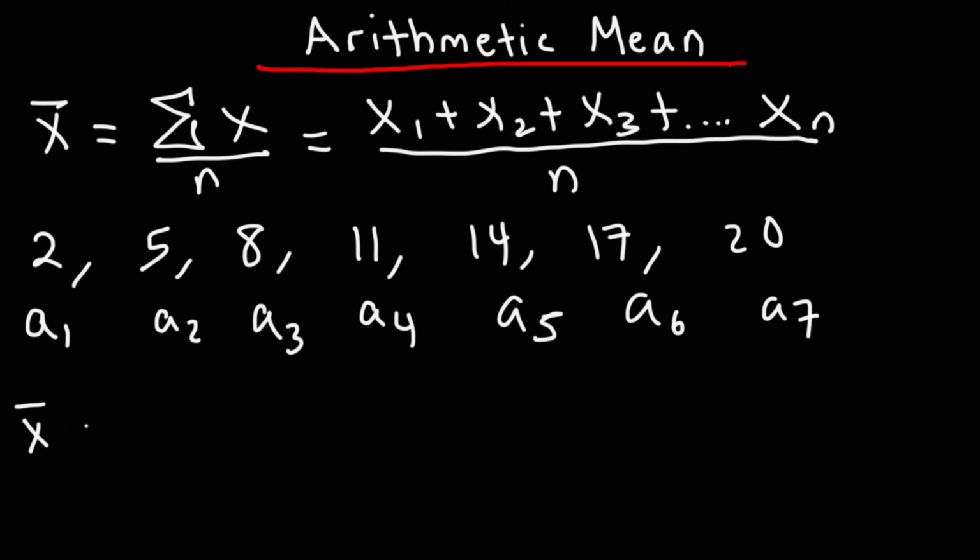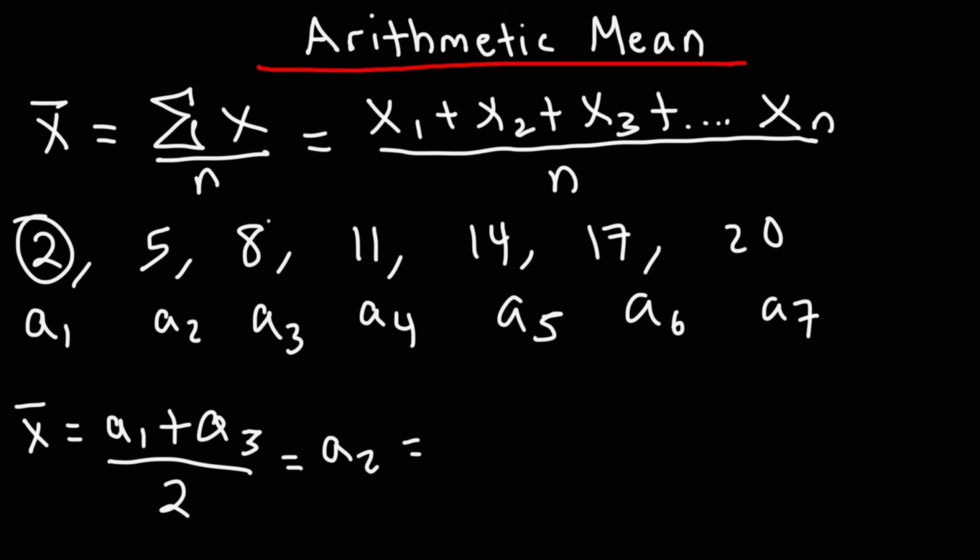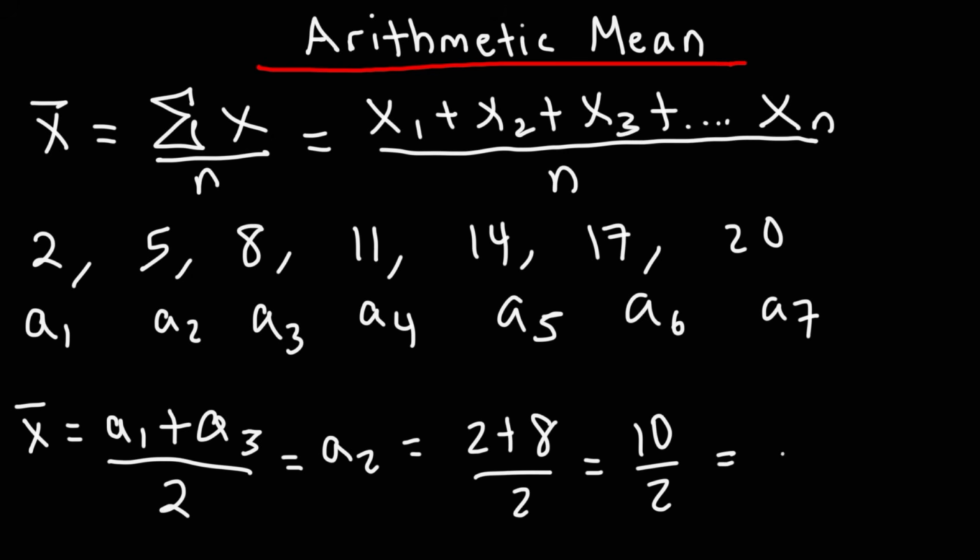Now, notice what happens if we find the arithmetic mean of the first and the third term. The arithmetic mean of 1 and 3 is 2. 2 is the middle number of 1 and 3, so this is going to give us the second term. So if we were to average 2 and 8, this would be 2 plus 8 divided by 2. 2 plus 8 is 10. 10 divided by 2 is 5. That will give us the middle term.